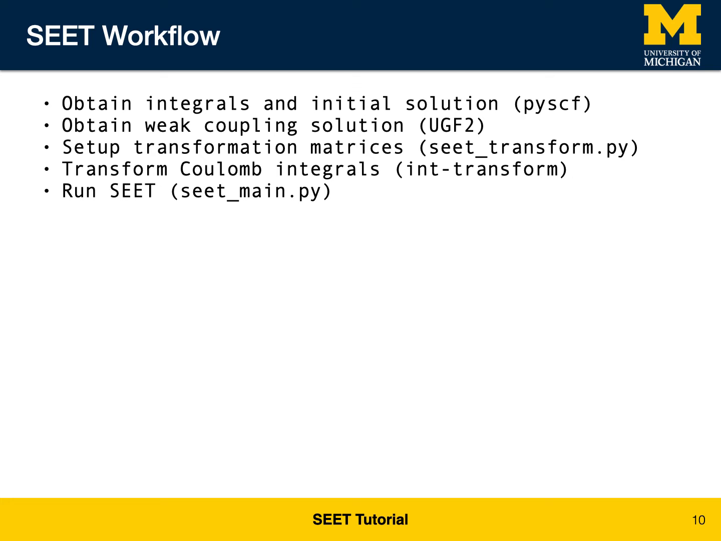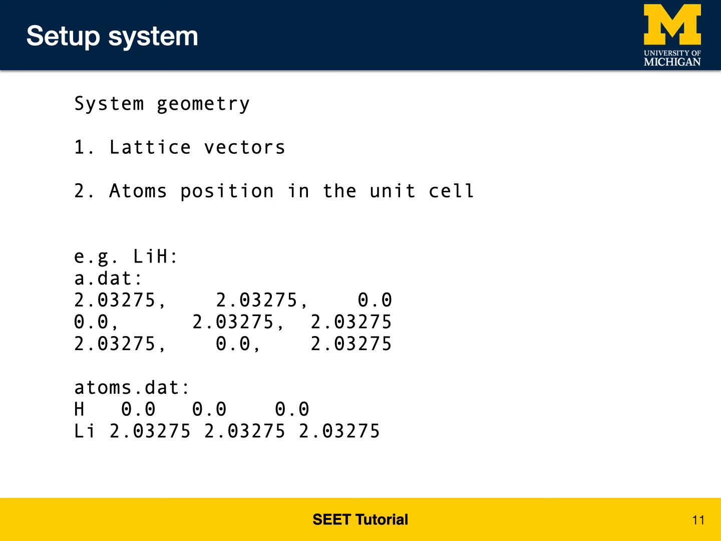So for that you call this set_transform.py. Then out of that you will have some HDF5 files with the transformation matrices. Then you use these matrices to transform the Coulomb integrals that you obtained on the very first step to get the Coulomb integrals for your impurity problems. And after you got all this input, you run SET by calling this set_main.py.